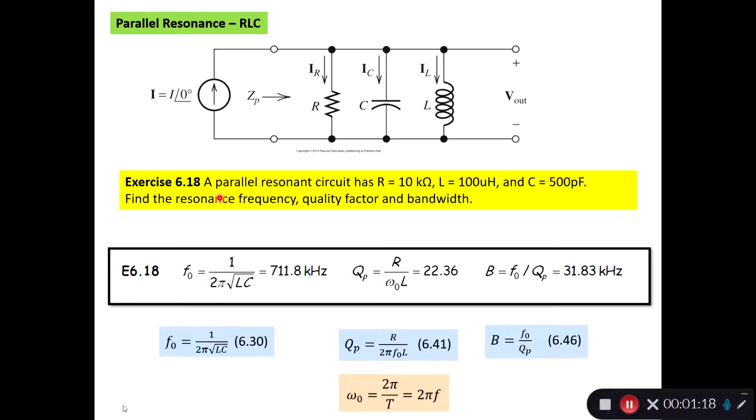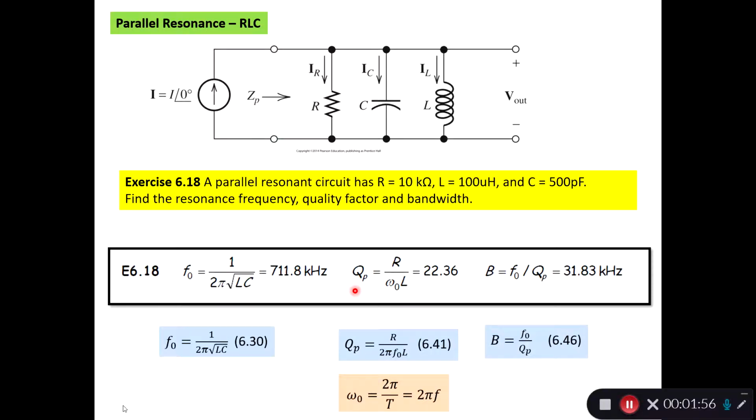First, we have to find the resonance frequency. We apply the equation for the resonance frequency. We have it here. The resonance frequency is 1 over 2π square root of L times C. We have both values, the inductor and the capacitor. So placed here, calculating, we get 711.8 kilohertz.